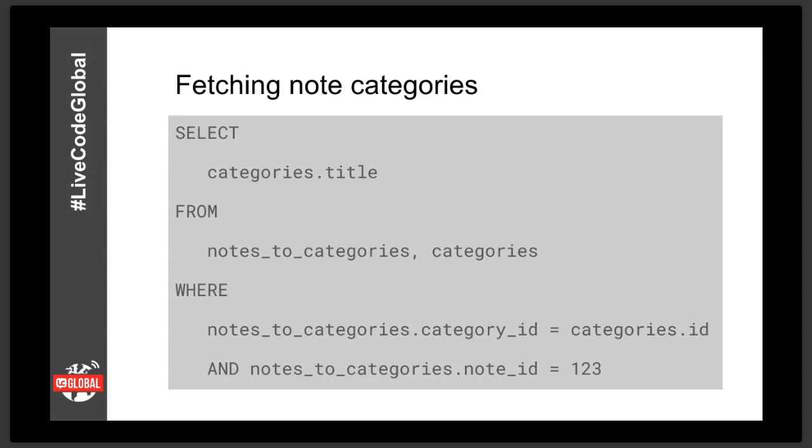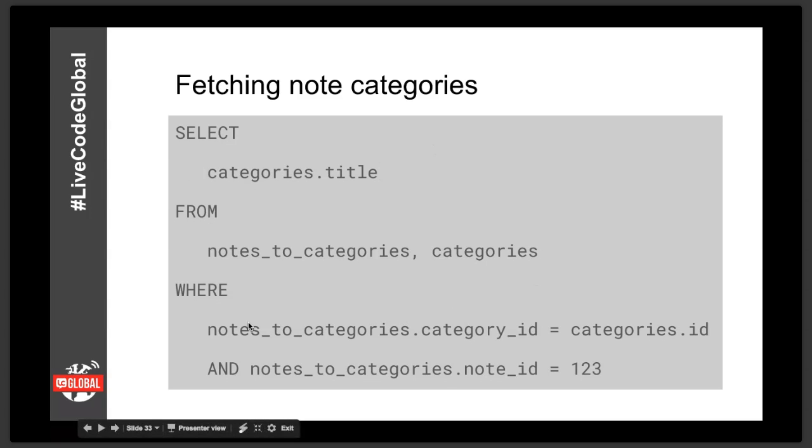So we do select categories.title, that returns the title of the category. So we see down here we have the categories table, and when we suffix it with .title, that means we get the title from the categories table. And then select categories.title from notes_to_categories and categories. So these are the two tables that we're concerned with, the two tables that we want to join.